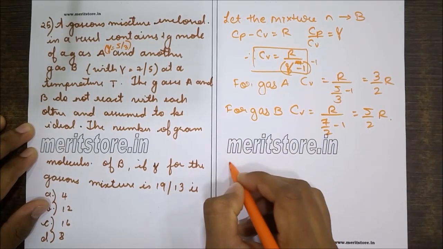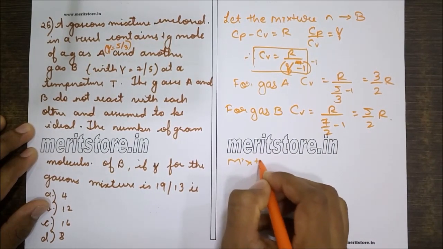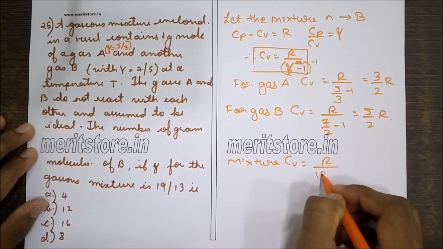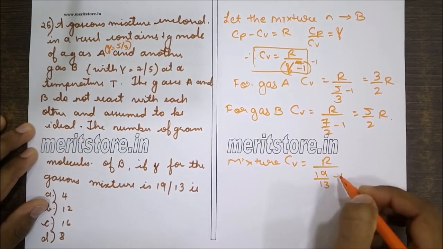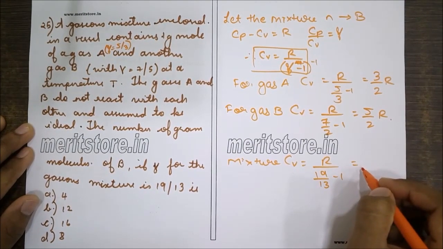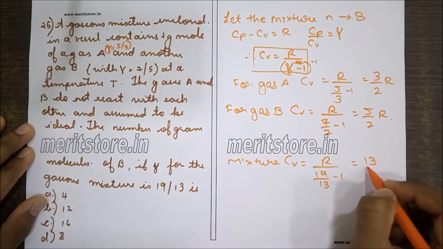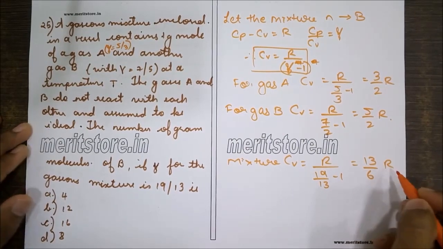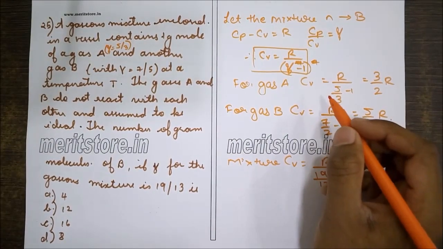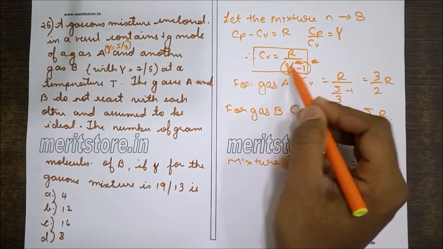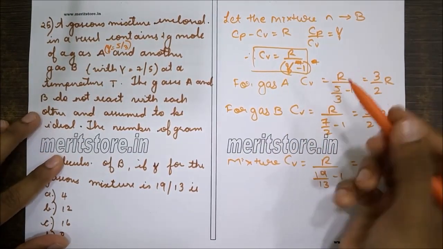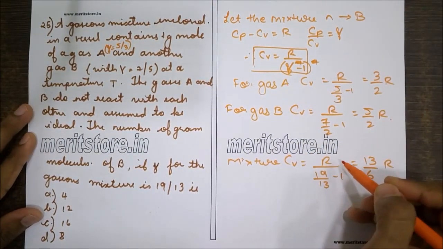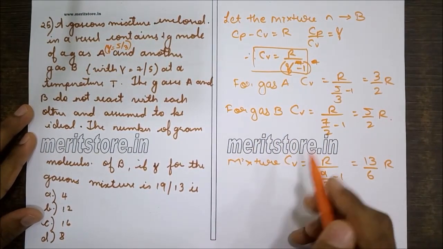And now for the entire mixture, Cv is equal to R upon 19 by 13 minus 1. So this is 13 upon 6 times R. So this relation is modified as R upon gamma minus 1. So these are the values of Cv for the gas A, gas B and the mixture.